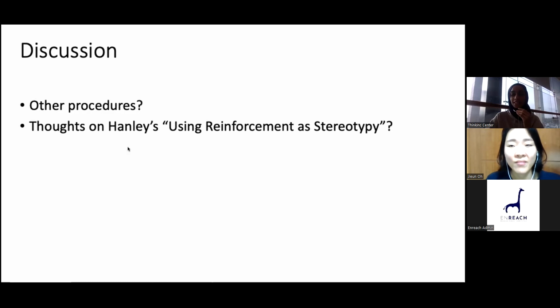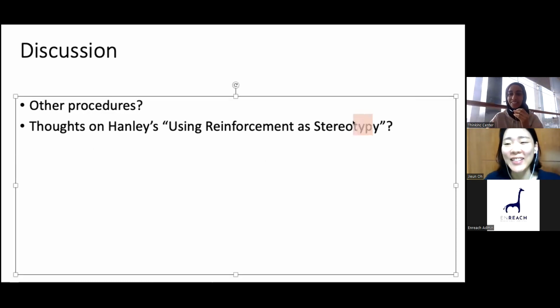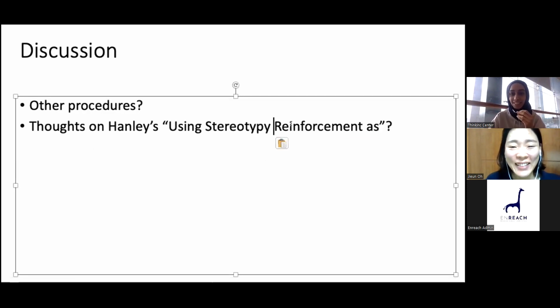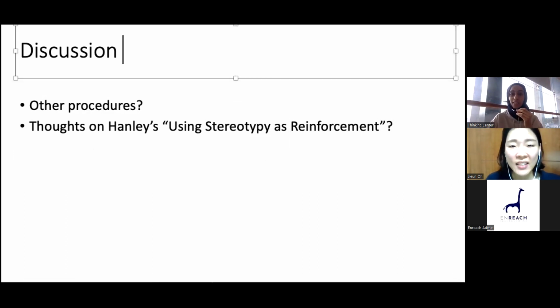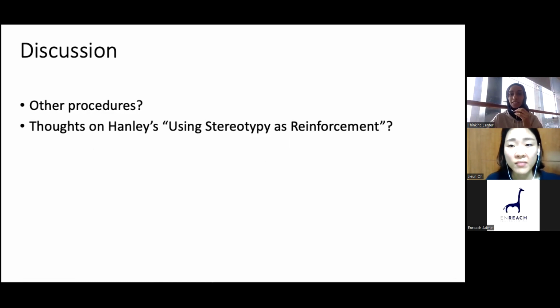The other thing is, I wanted to also include in my presentation Greg Hanley's using reinforcements. No, sorry, I mistyped this. Using stereotypy as reinforcement, you're right. It was very late last night when I worked on it. I wanted to also include it in my presentation, but it's a big area in its own, like that would have been its own presentation. And it is an interesting research for sure.